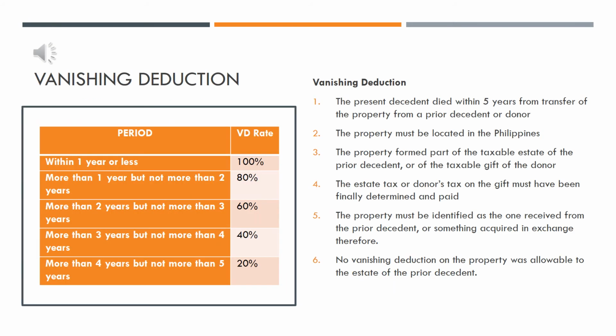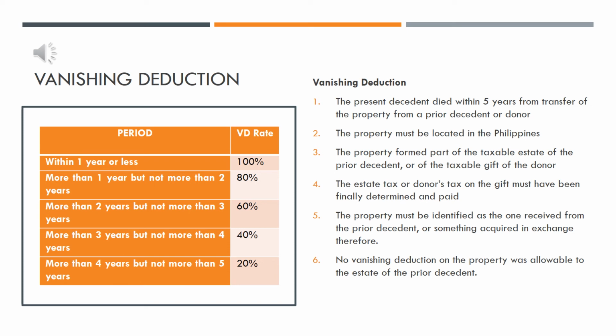Last one, which is included in the ordinary deduction of the decedent, is vanishing deduction. Okay, what is the nature or concept of this vanishing deduction? So here, to lessen the heavy burden of paying estate tax due to the short period of property transferred by reason of early deaths, the property previously subjected to estate or donor's tax may be allowed to be reduced by a certain determined amount called vanishing deduction.